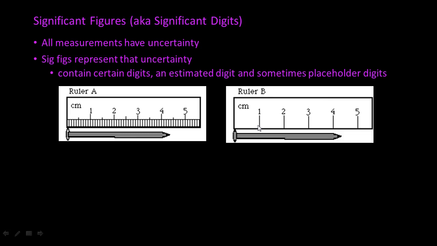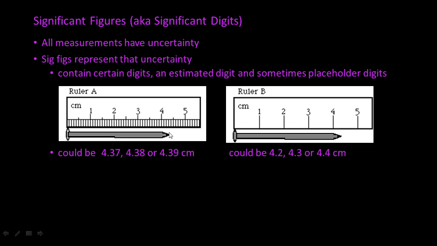Here we have ruler B, it's the same nail, but notice the divisions are only every centimeter. We don't have divisions to the tenth of a centimeter. So while this nail is the same length, we're not going to be able to get the same amount of certainty from both the rulers.